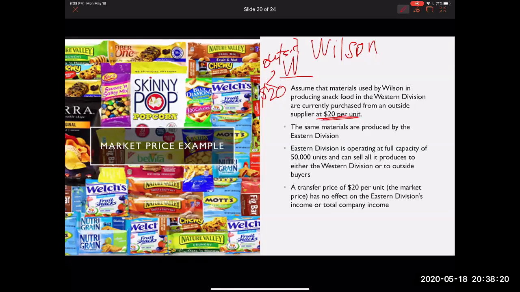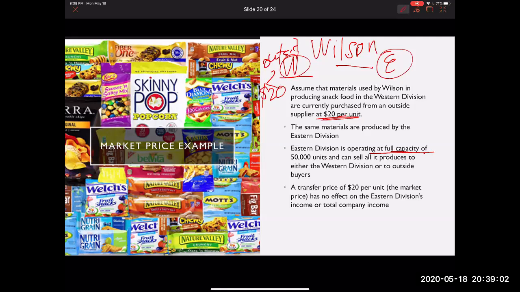It says the same materials are produced by the Eastern Division. So here's my West, and here's my Eastern Division. What they're saying is that Western can probably buy this same material from the Eastern Division. It says the Eastern Division is operating at full capacity, that's important, of 50,000 units, and can sell all of its production to either the Western Division or the outside buyer. So they're not worried about the Western Division. They're going to sell to whoever and make their money one way or another.